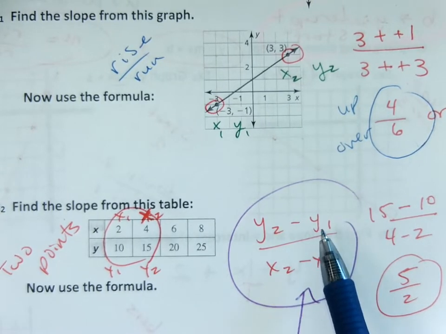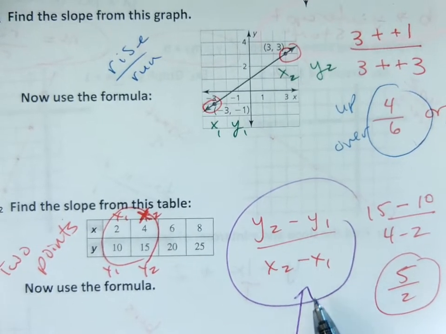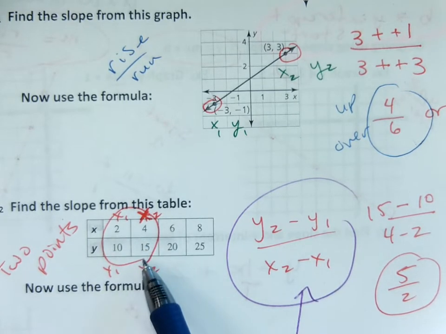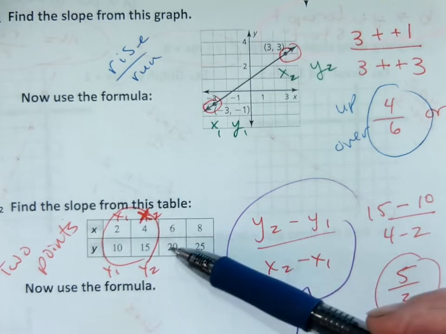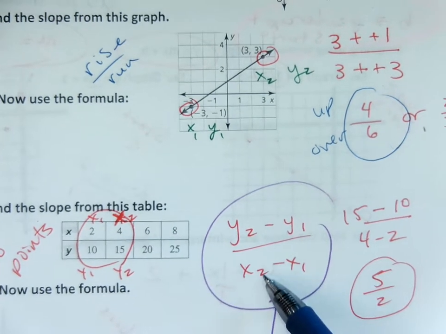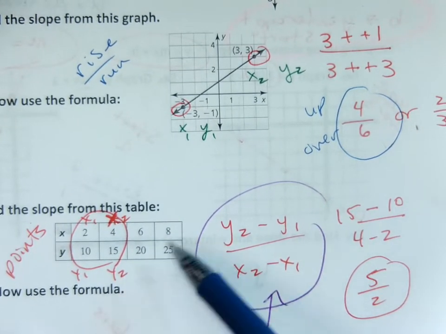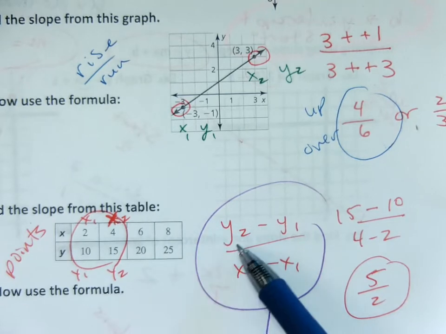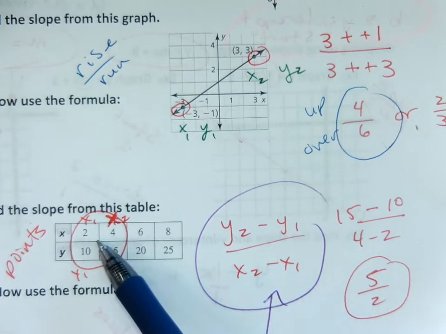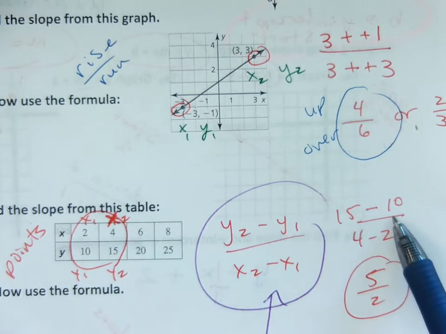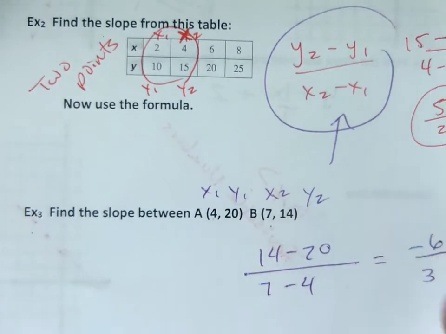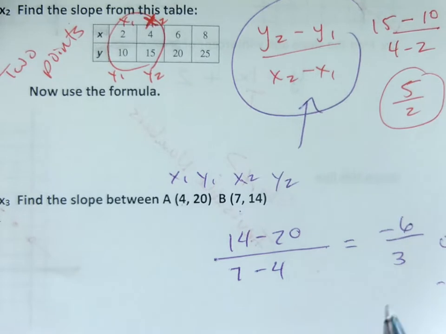y2 minus y1 over x2 minus x1. Every point has an x and a y. First point, second point, x1, y1, x2, y2, and we use the formula. We went 15 subtract 10 over 4 subtract 2. 15 subtract 10 is 5. 4 subtract 2 is 2. Again, if we can't graph it, then we use our slope formula.